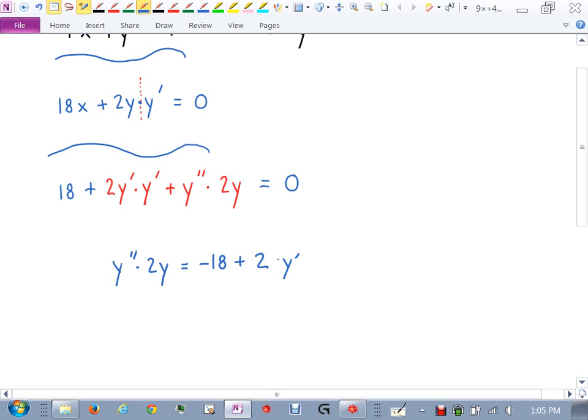Watch what I do here. Does everybody agree with this? It's minus, yeah, thank you. It's minus 2y. Now, y prime times y prime is y prime squared, not y double prime, right? And then finally, I'll divide both sides by 2y.